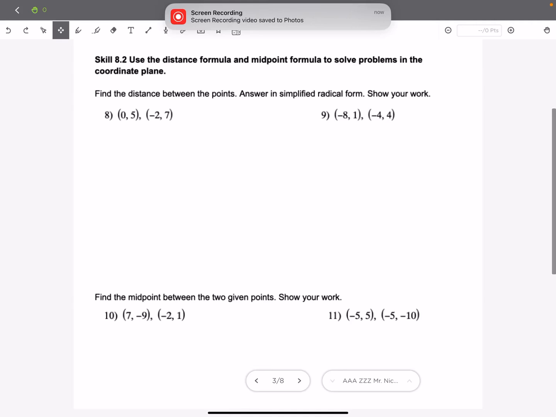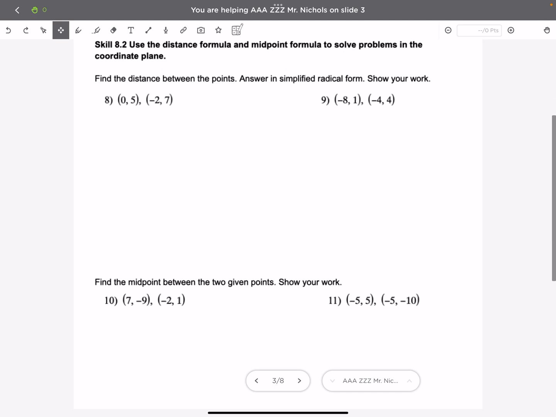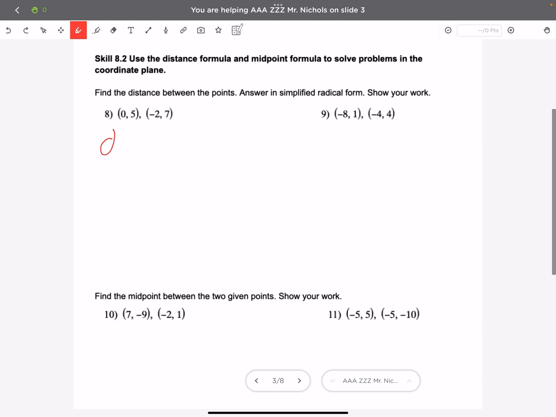Okay, so for skill 8.2, we're using the distance and midpoint formulas. Now, the distance formula, if you want to use it, is d is equal to the square root of (x2 minus x1) squared plus (y2 minus y1) squared. So you can use that and just plug in. I personally like to do another way.